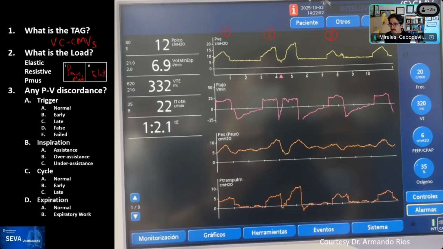The rate is the same settings. Nothing has changed. It was just Dr. Rios standing there with the camera taking pictures, or with his phone. You can actually see a little bit of his silhouette there. So I'm going to go in order. So breath number 1, we know it's volume control. Do you see PMOS or not? Yes or no?